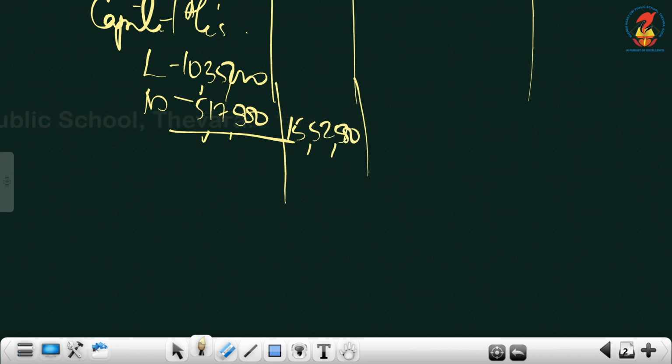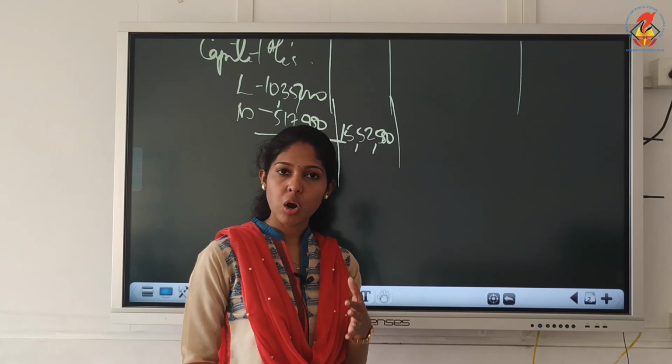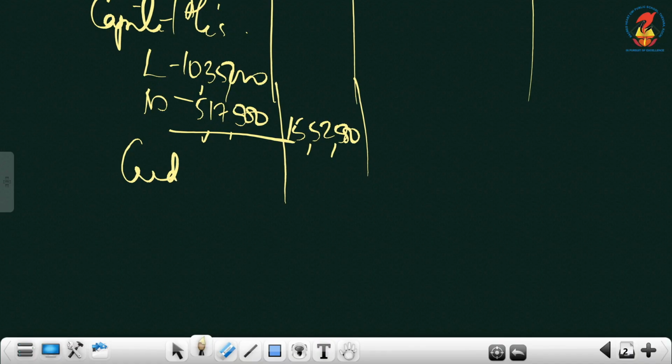The next item is general reserve, which we distributed. Workmen compensation fund also we distributed. Creditors we have to write. There is no change in creditors. So, take the same amount and write 2,40,000.